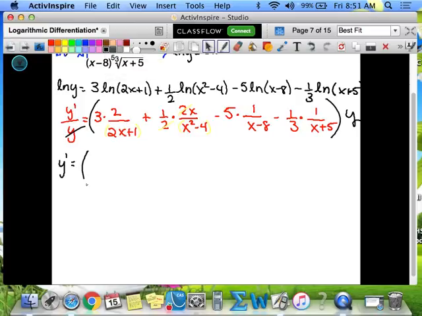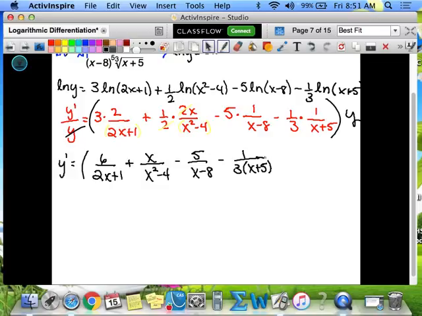So let's clean this up. This is going to be 6 over 2x plus 1, plus x over x squared minus 4, minus 5 over x minus 8, minus 1 over 3. Put that x plus 5 in parentheses. So far so good. I haven't dealt with the y yet. All I did was really multiply numerators.